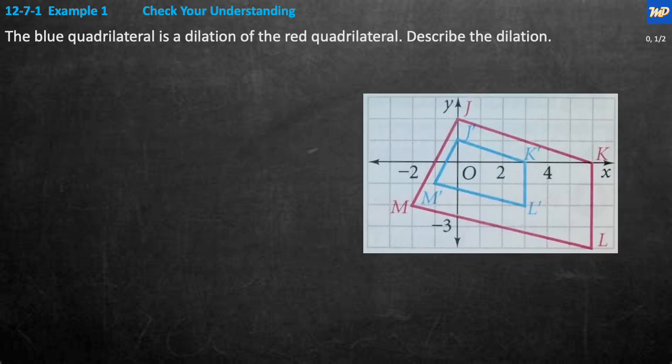Okay, example 1, check your understanding. It says here the blue quadrilateral is a dilation of the red quadrilateral. Describe the dilation. Well, why don't you take a moment and stop the video and think about this for a while and see what you come back with. I'll wait for you.